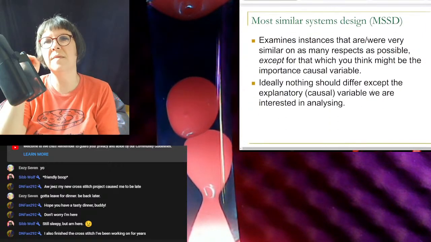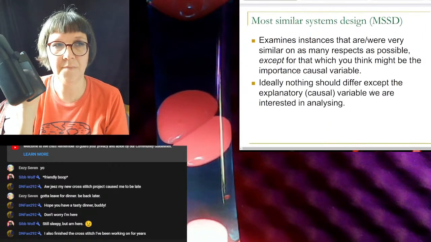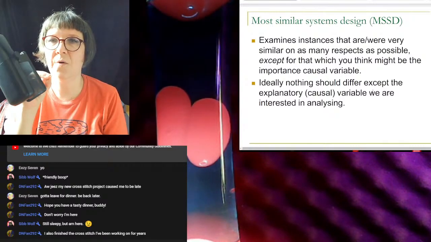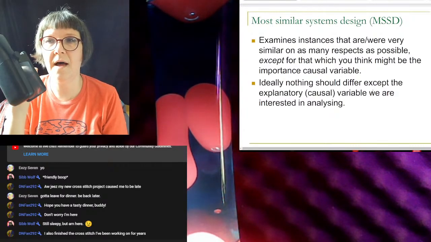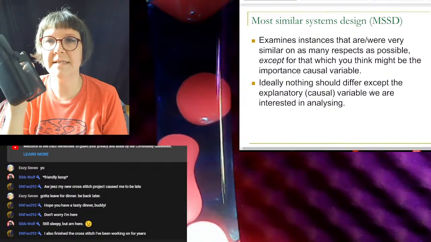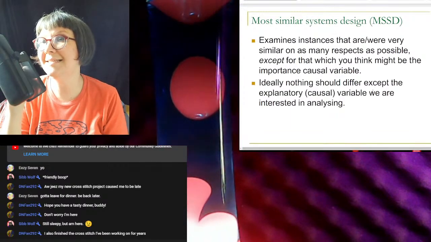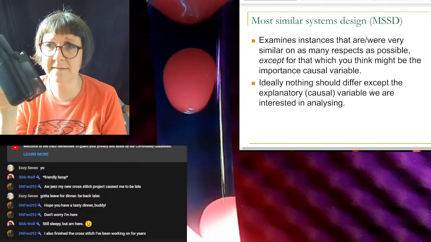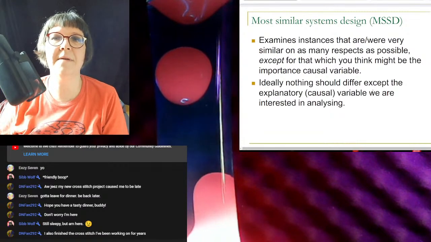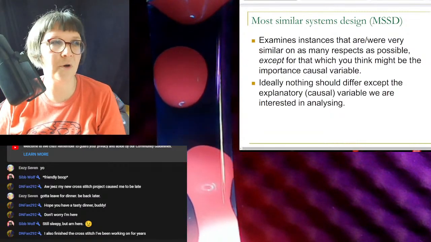So in the first one, the most similar systems design, the idea is that we want to sample on characteristics that are as similar as possible in as many respects, except for the one that you think might be the important causal variable.